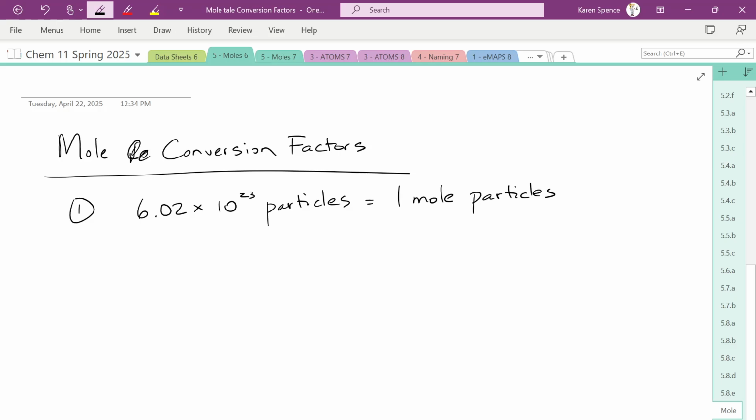Okay, that is worth knowing because you are expected to memorize it. There will be several conversion factors in this unit that you are expected to memorize, and that is one of them. So particles could be atoms, and then it would be per mole of atoms. It could be molecules per mole of molecules. It could be 6.02 times 10 to the 23 ions per mole of ions.